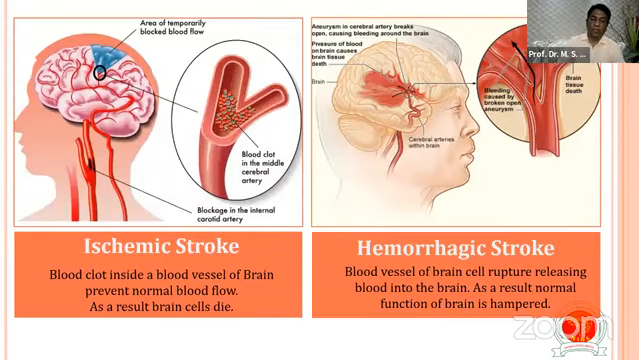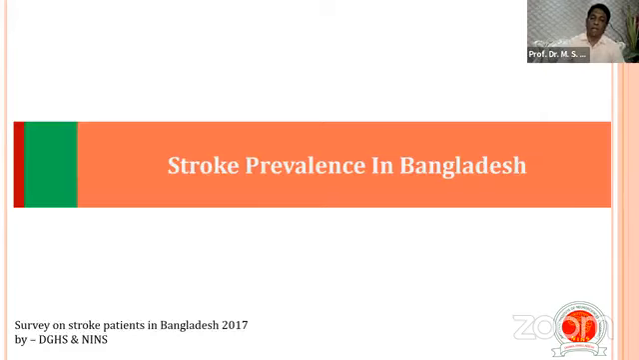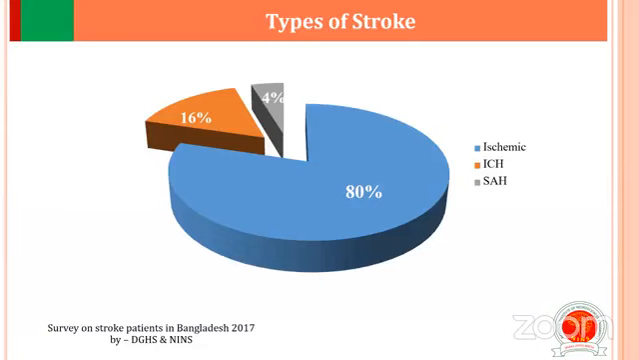We know the types of stroke, ischemic stroke and hemorrhagic stroke, and the definition of hyperacute stroke is patients presenting within 6 hours of rapidly developing clinical signs of focal disturbance of cerebral function. We did a survey on stroke patients in Bangladesh in 2017 in collaboration with DGHS and the National Institute of Neuroscience. From the survey, ischemic stroke was 80%, hemorrhagic stroke 16%, and subarachnoid hemorrhage 4%.